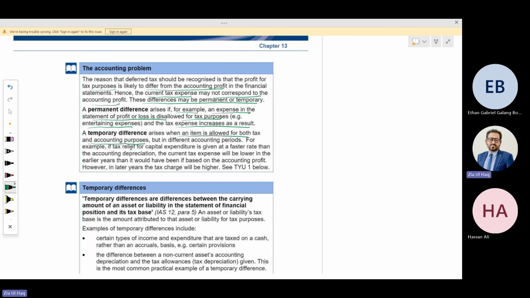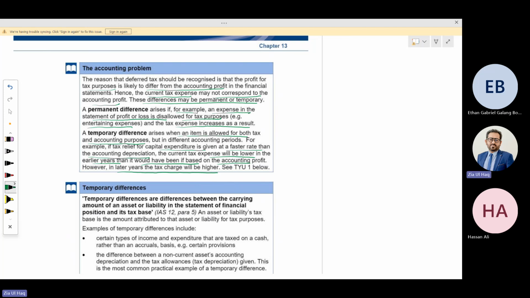For example, if tax relief for capital expenditure is given at a faster rate than the accounting depreciation, meaning the depreciation rate could be more or less, the current tax expense will be lower in the earlier years than it would have been if based on the accounting profit. However, in later years, the tax charge will be higher.